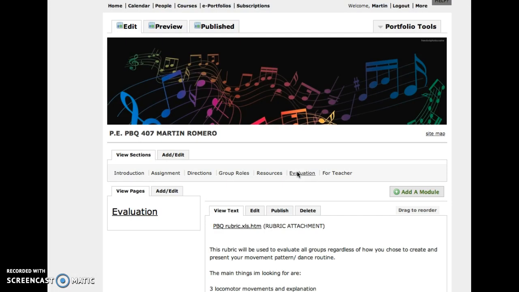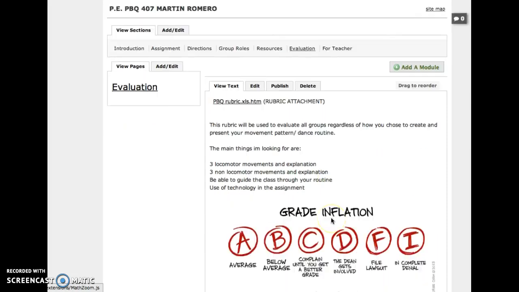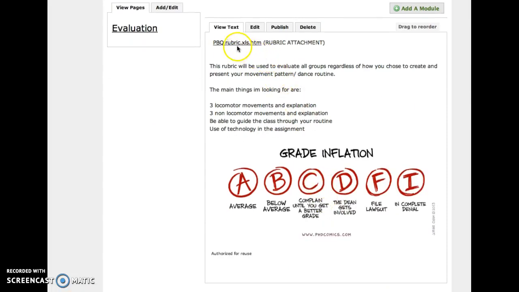Next, we have the evaluation tab. In this tab, I attach a rubric which students can always access and basically be aware of what they will be graded on the day of their presentation. And I describe some of the things that I'll be looking for during their presentation.